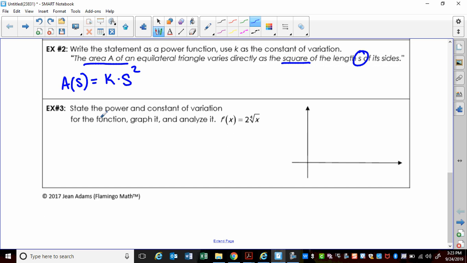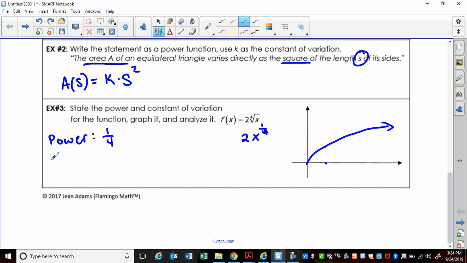It just says state the power and constant of variation for the function, graph it, and analyze it. The power of this, the graph looks like at 2, maybe it's like right here, but it's times 2, so maybe something like this. I don't know. Try it. Check it out. The power of it, if it's a square root, this is the same as 2 times x to the 1/4. Square root means we're going to have a fraction. So my power is 1/4.